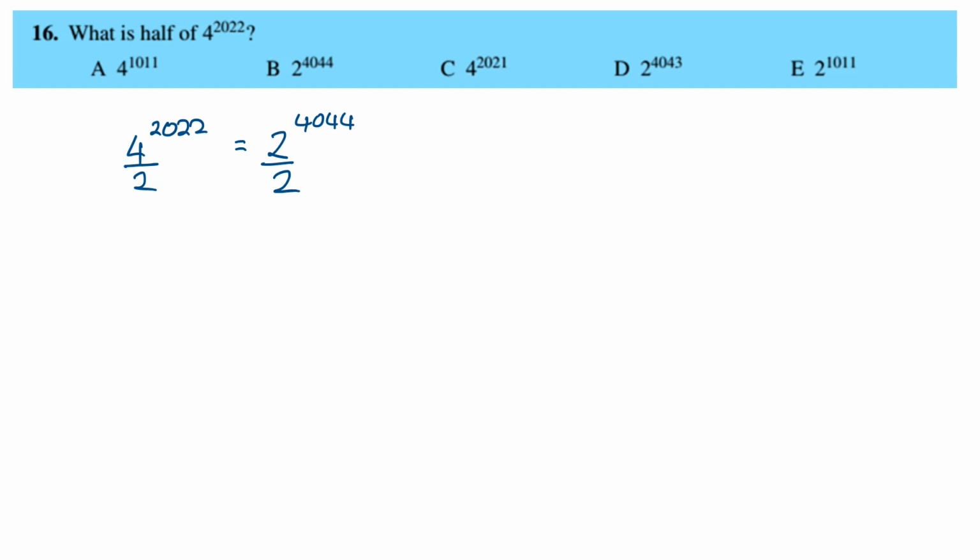Index rules, take away 1 from the number at the top, and that gives me 2 to the power of 4043. Is that one of my answers? Yes, it is. Answer D. First question done, not too bad at all. Next question gets a little bit tougher. Next question appears in 3, 2, 1.